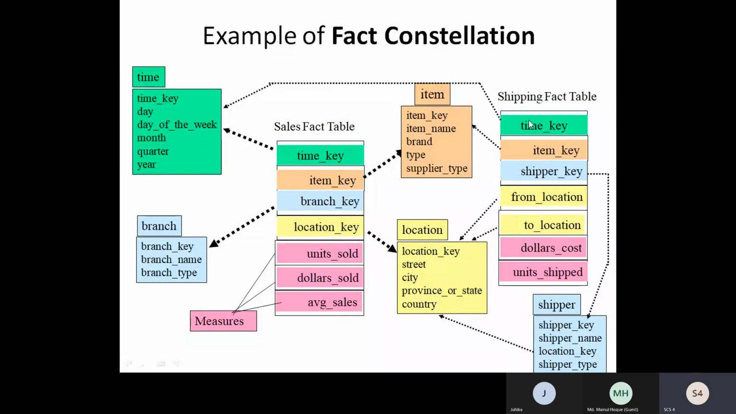ठीक है. तो यहाँ देखिए शिपिंग फैक्ट टेबल में आपके पास टाइम की है, आइटम की है, शिपर की है, ठीक है, और बाकी सब भी फ्रॉम लोकेशन टू लोकेशन, डॉलर्स, कॉस्ट, यूनिट शिप, ठीक है. और ये सब चीज एक दूसरे के साथ शेयर कर रहे हैं. हम क्या शेयर कर रहे हैं? We are trying to share the dimensions with different fact tables. So when we analyze it, this takes the look of a galaxy. You agree or not? You know what a galaxy is?